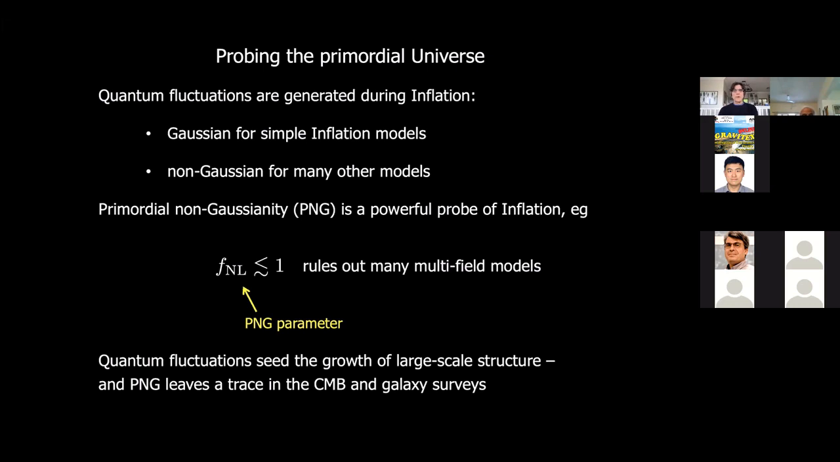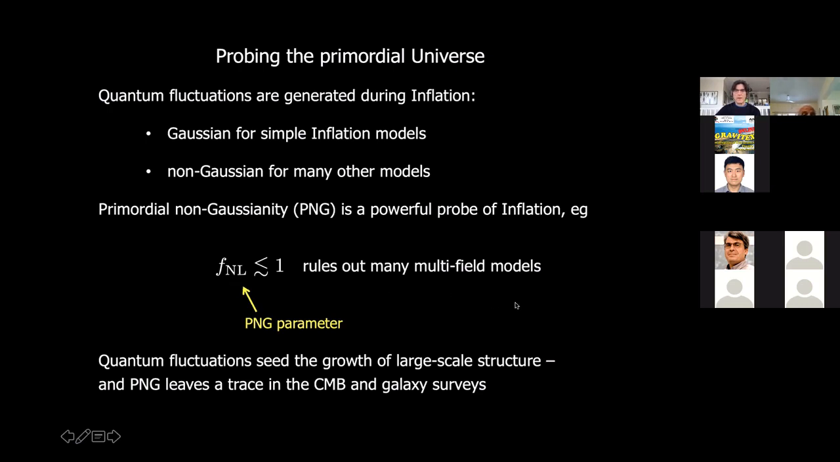So primordial non-Gaussianity, therefore, becomes a powerful probe of inflation. For example, the primordial non-Gaussian parameter FNL, for the simplest kind of non-Gaussianity, if that is measured to be less than or of order 1, this rules out a very large class of multi-field models of inflation. So this could potentially be a powerful probe, the measurement of FNL.